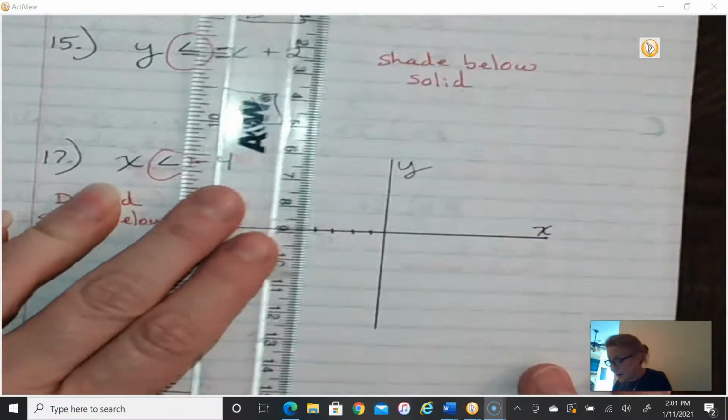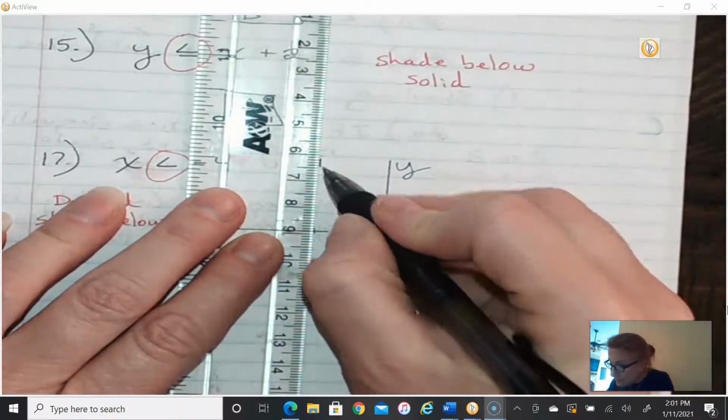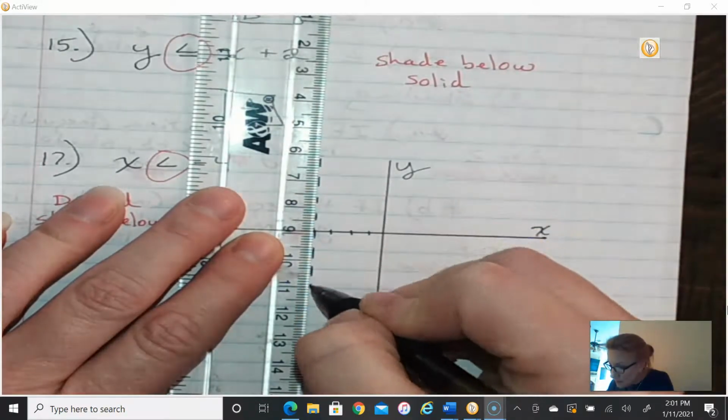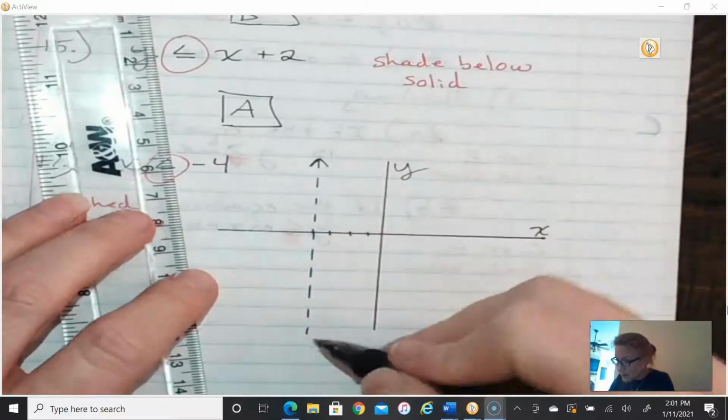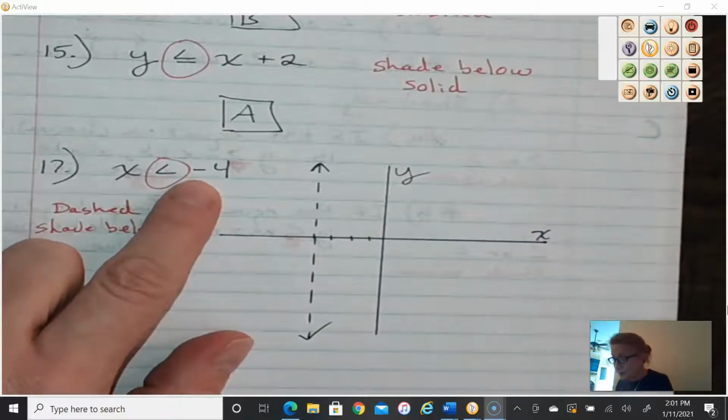Do you know I forget to do that every year I teach this? So all I'm going to do, and it looks like this because it's crossing the x-axis at -4.